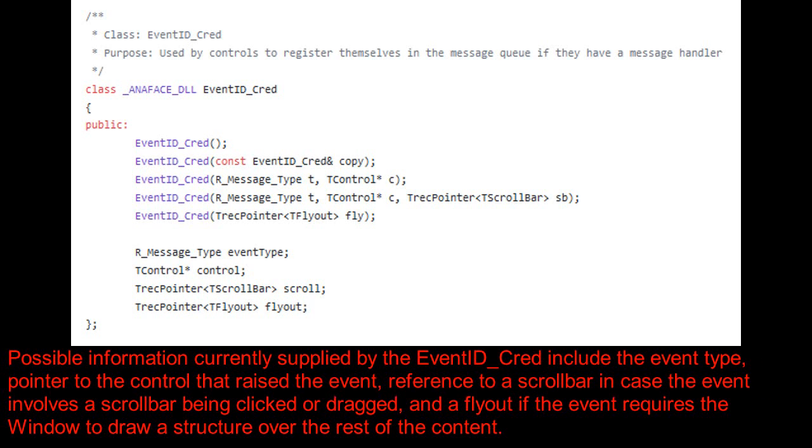Possible information currently supplied by the EventIDCred include the event type, a pointer to the control that raised the event, a reference to a scroll bar in case the event involves a scroll bar being clicked or dragged, and a flyout if the event requires the window to draw a structure over the rest of the content.